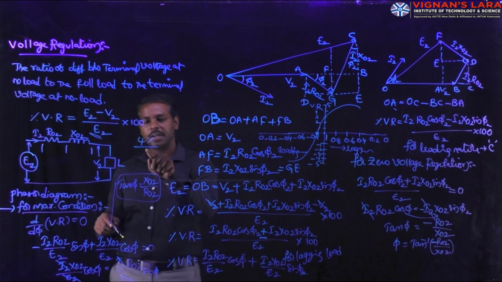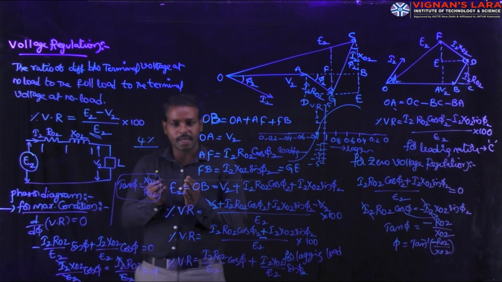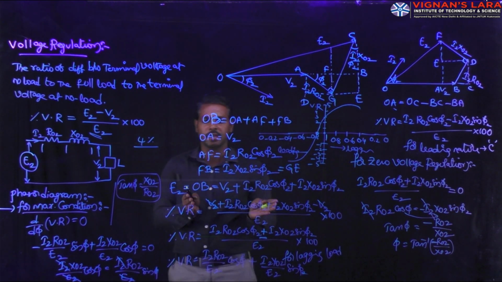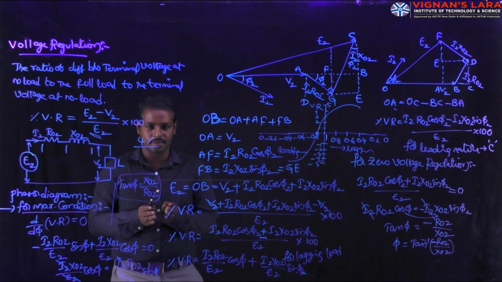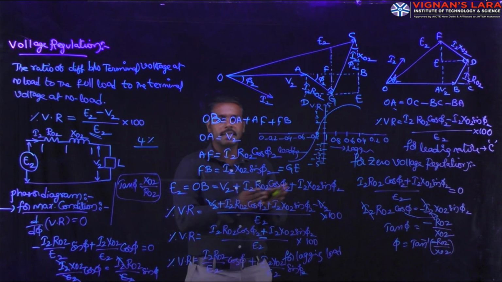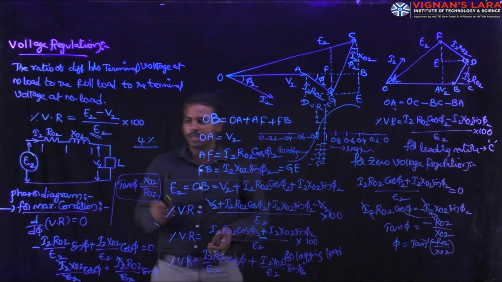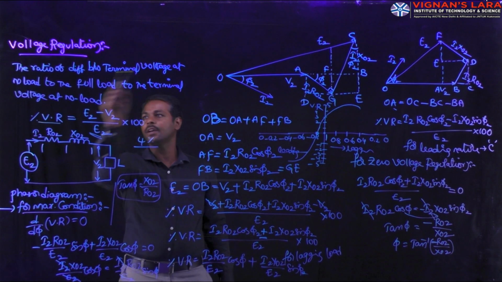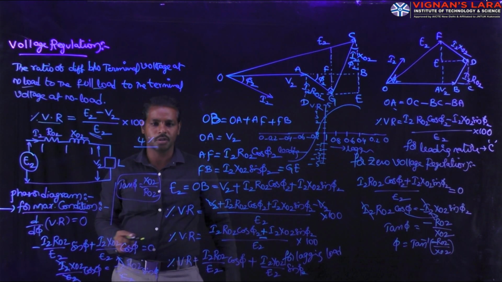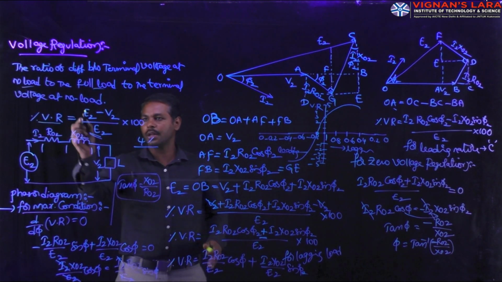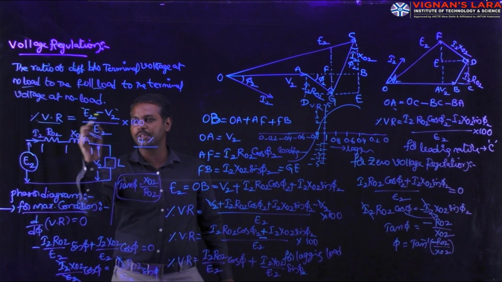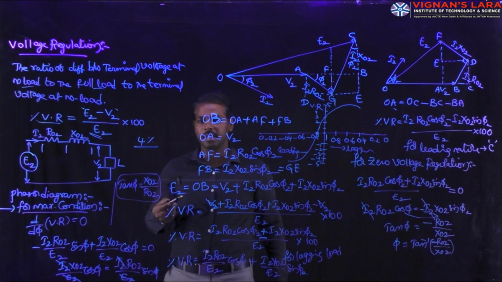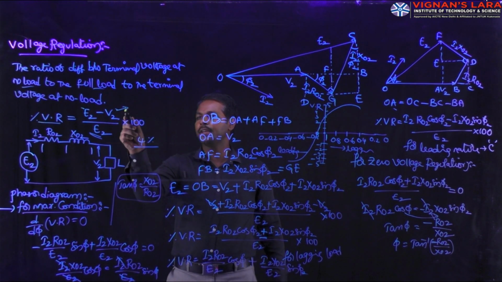So what is the need of voltage regulation? Because the transformer operates from no load to full load condition, the voltage drop must be very small. Then only it works in good condition. So voltage regulation is defined as the ratio between no load and full load. The voltage E2 and V2, the difference between these two, should always be approximately equal. Then only it acts as an efficient machine.